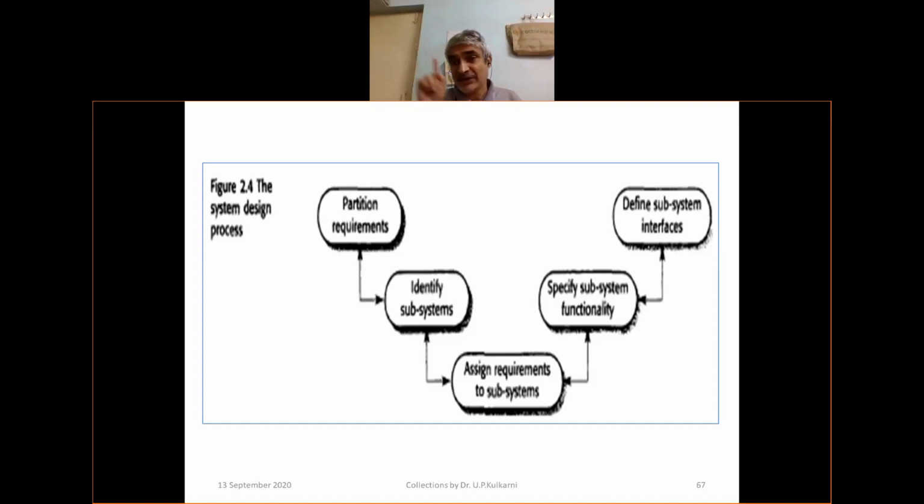Interface is not a Java interface I'm talking about. How an object interacts with the outside world is called its interface. A component, how does it interact with the outside world? A subsystem, how does it interact with the outside world? A system, how does it interact with the outside world? There is the GUI, the graphical user interface, through which the outside world interacts with the internal systems.